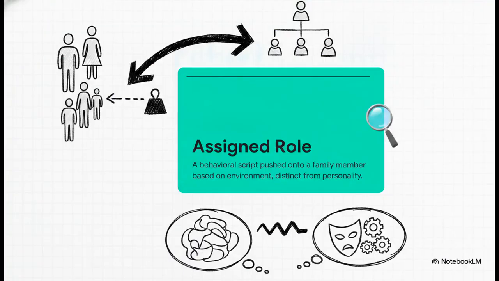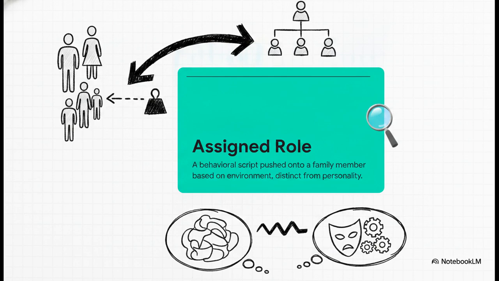At the core of this whole dynamic is this concept of an assigned role. Basically, this is a behavioral script that gets pushed onto a family member based on their environment and birth order. Now, notice the crucial distinction here. This role is entirely distinct from their actual inherent personality.